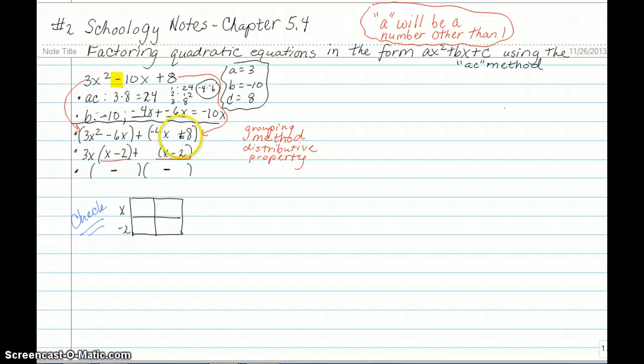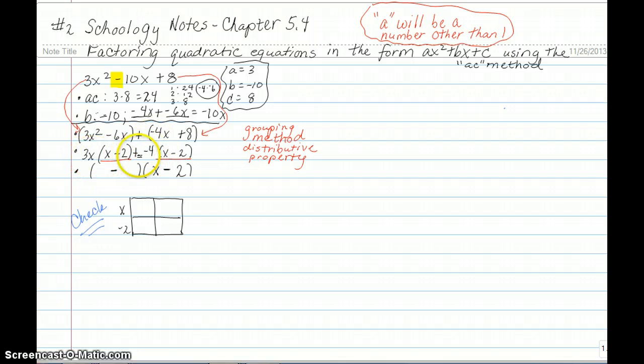Then you would say to yourself, okay, what times x gives me negative 4x? Well, that's negative 4. And then you need to make sure that negative 4 times negative 2 is in fact positive 8. It is. So there was no problem getting x minus 2, and it made your job easier in terms of finding this amount right here.